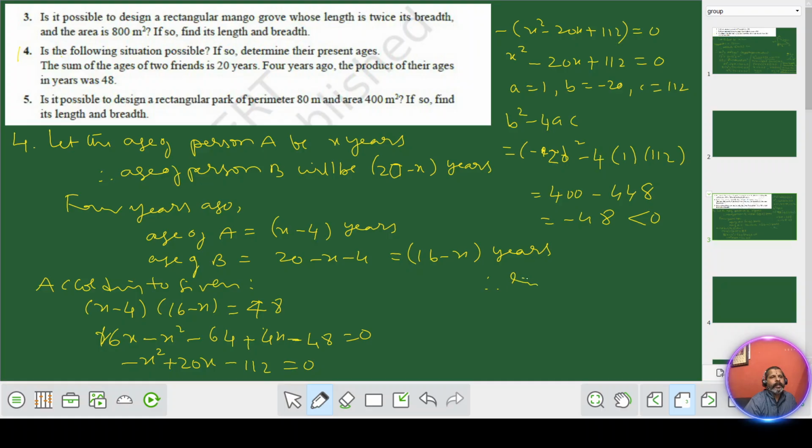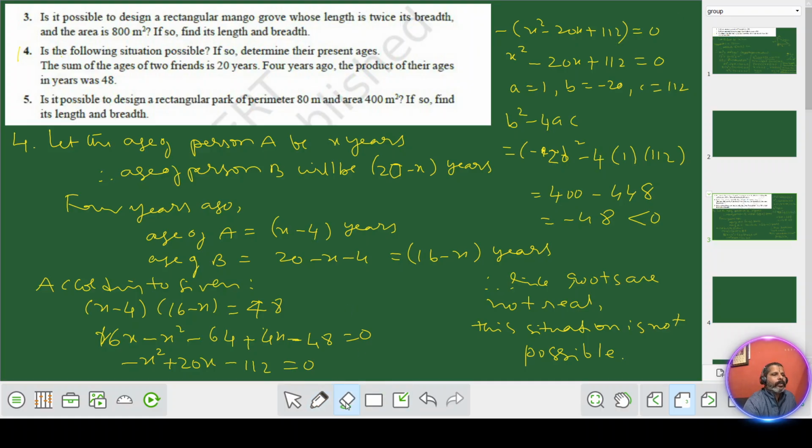Therefore, since the roots are not real, okay, this situation is not possible. In every situation we cannot find the roots. Whenever the discriminant is greater than 0 or equal to 0, then only we can find the roots. In this condition, roots are not available.